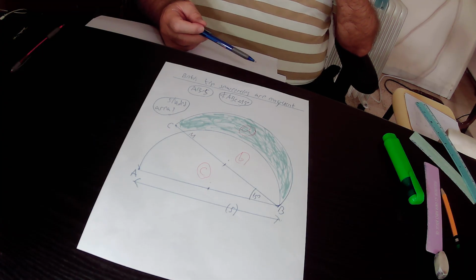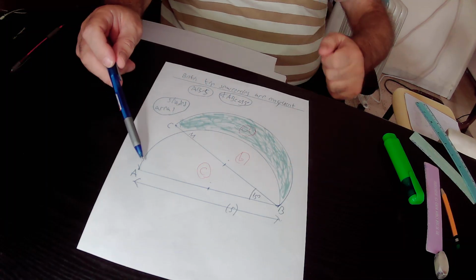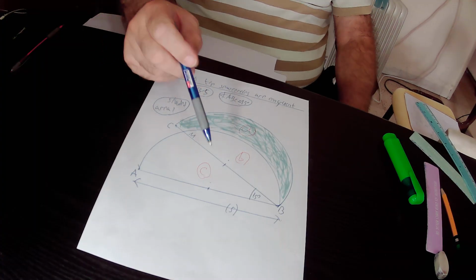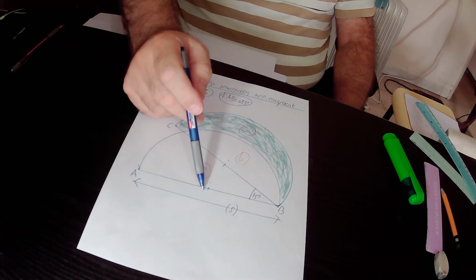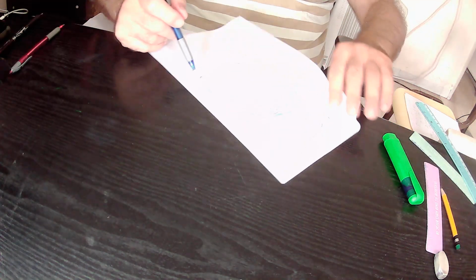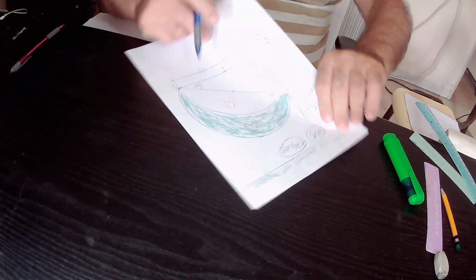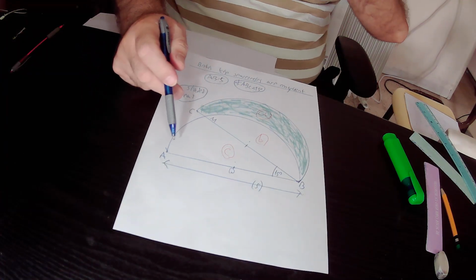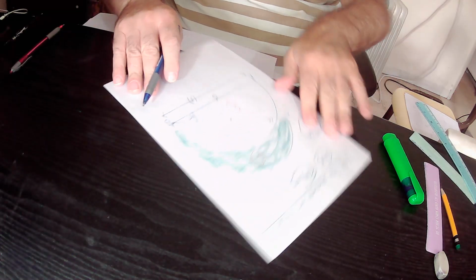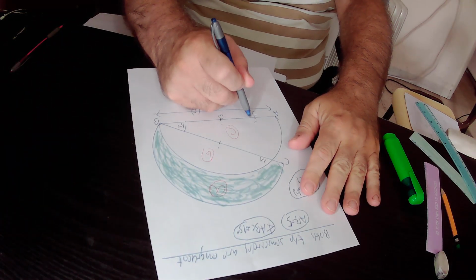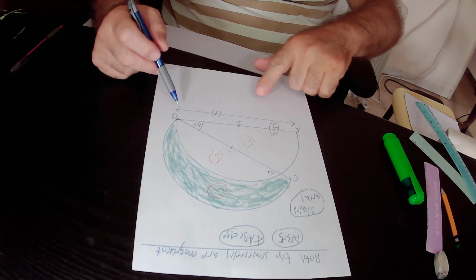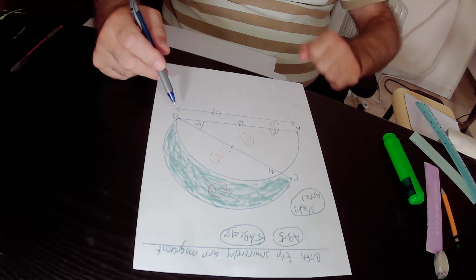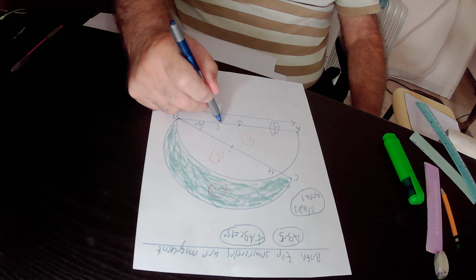AB is the diameter of this semicircle. We define the center of this semicircle, this point is point O. So the diameter AB of this semicircle is equal to 5, and therefore the radius AO must be equal to 5 over 2. Likewise, the radius OB of this semicircle AB must also be equal to 5 over 2 units.